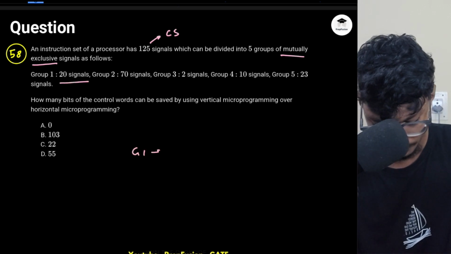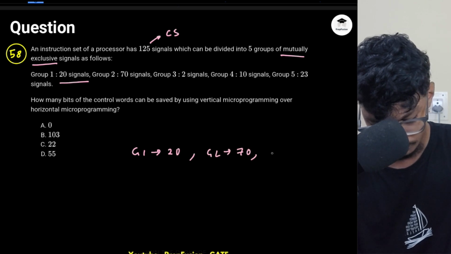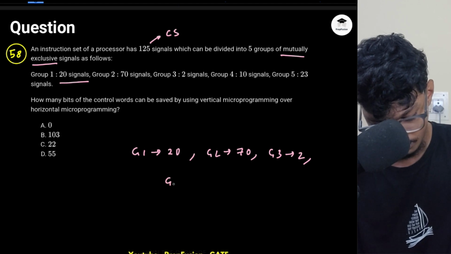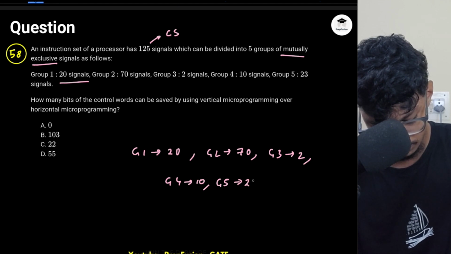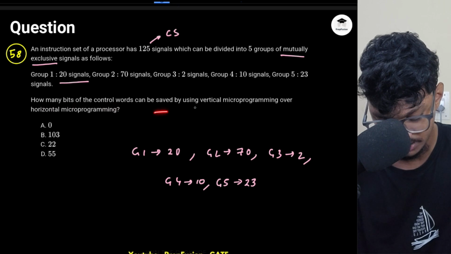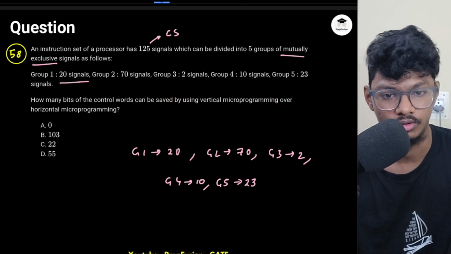Group 1 has 20 signals. So G1 has 20 signals, G2 has 70, G3 has 2 signals, G4 has 10 signals, and G5 has 23 signals. Okay, how many bits of control word can be saved by using vertical microprogramming over horizontal microprogramming?